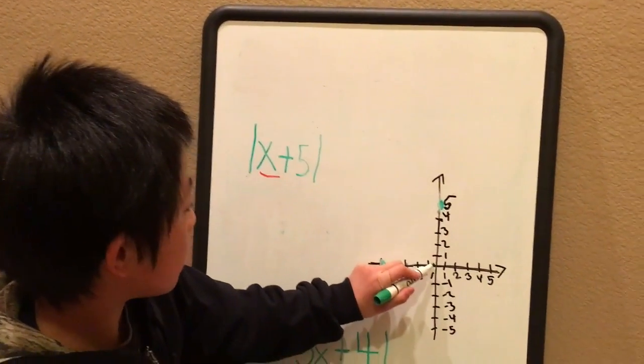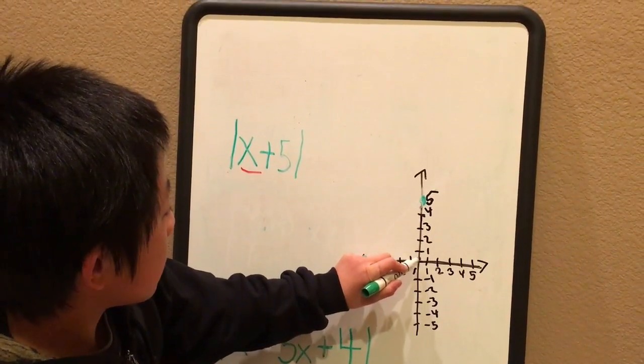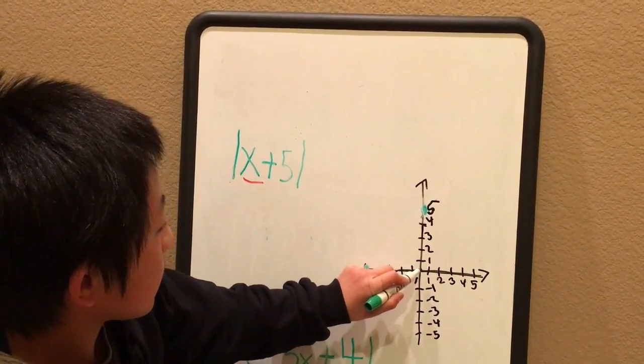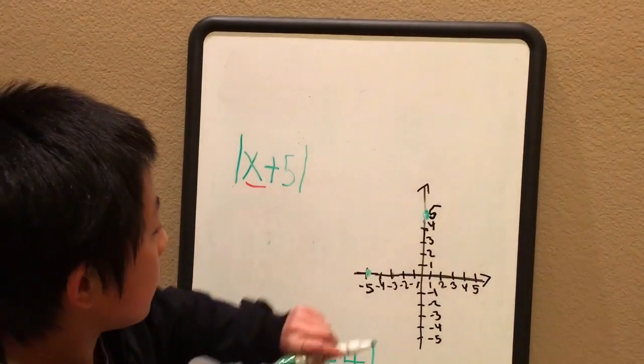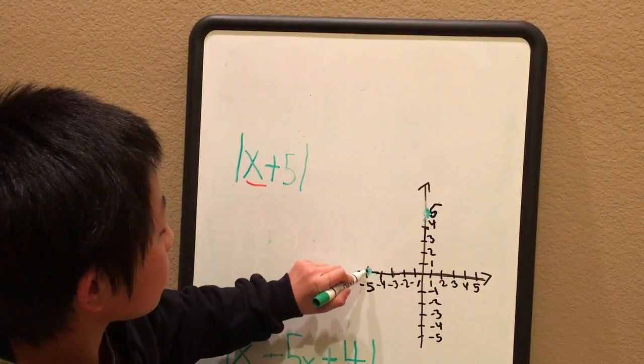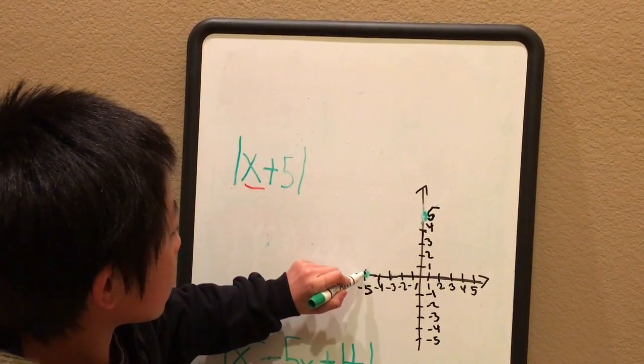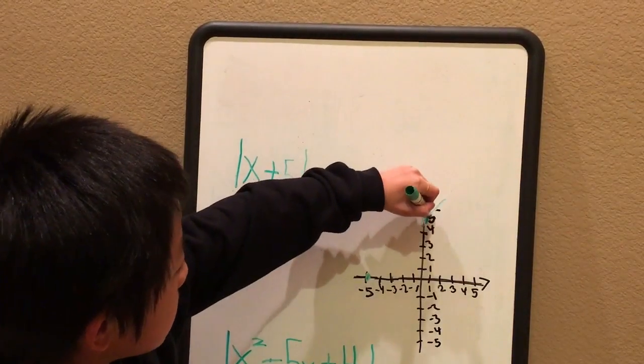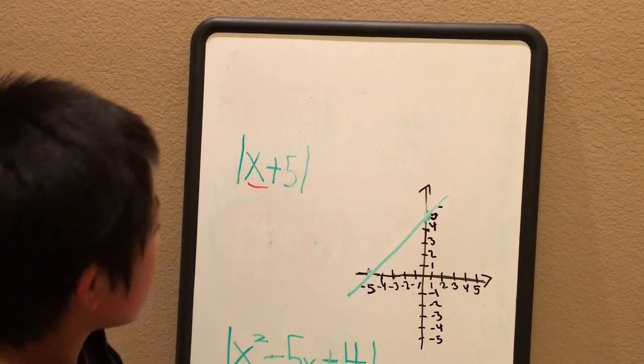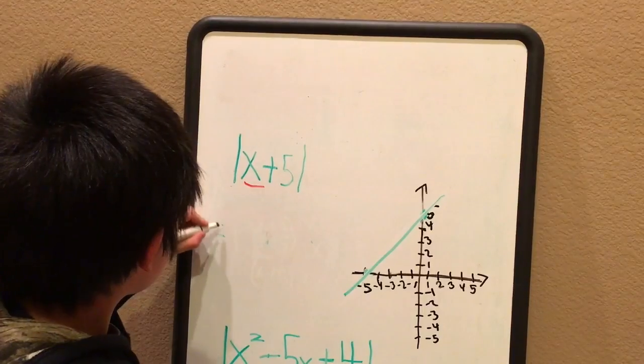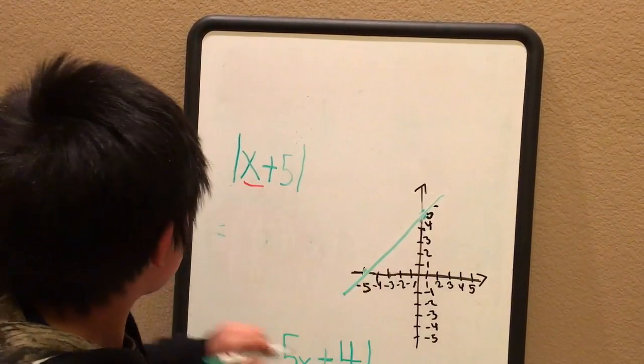Alright, so let's plug in 2 points. First one, x equals 0. When x equals 0, y equals 5. When x is negative 5, y equals 0. Now let's connect these points to form the line. Right. Now let's study this chart.